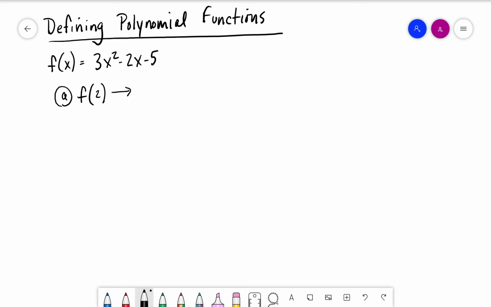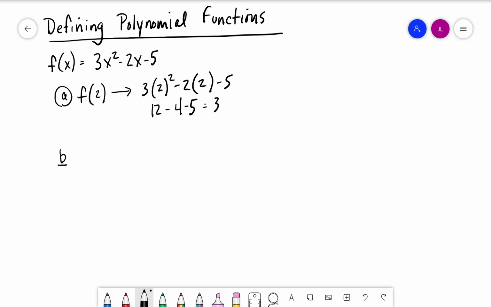Since this is a function f of x, we want to know f of 2. 2 replaces x. So we would have 3 times 2 squared minus 2 times 2 minus 5. And now we can solve this. 2 squared is 4, 3 times 4 is 12. So we have 12 minus 4 minus 5, and that's 3. So essentially, when x is 2, the value for our function is 3.